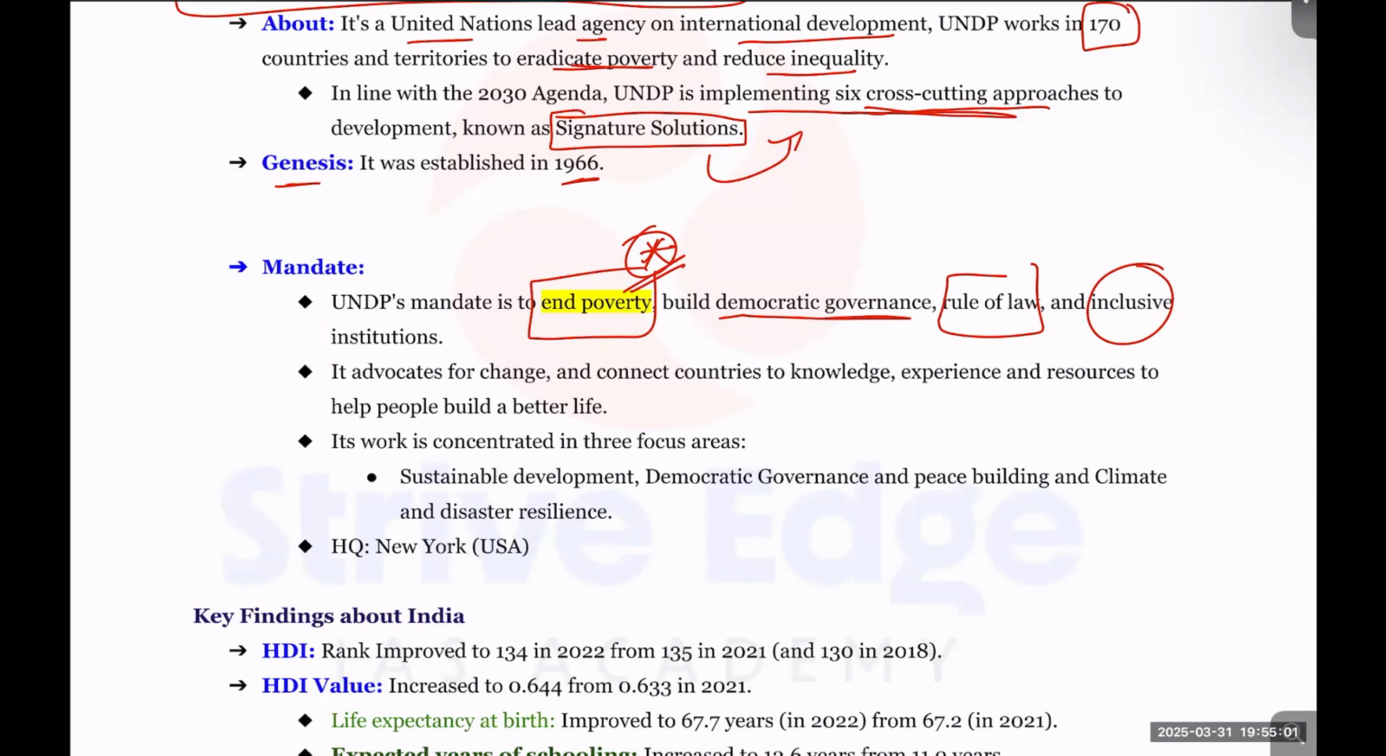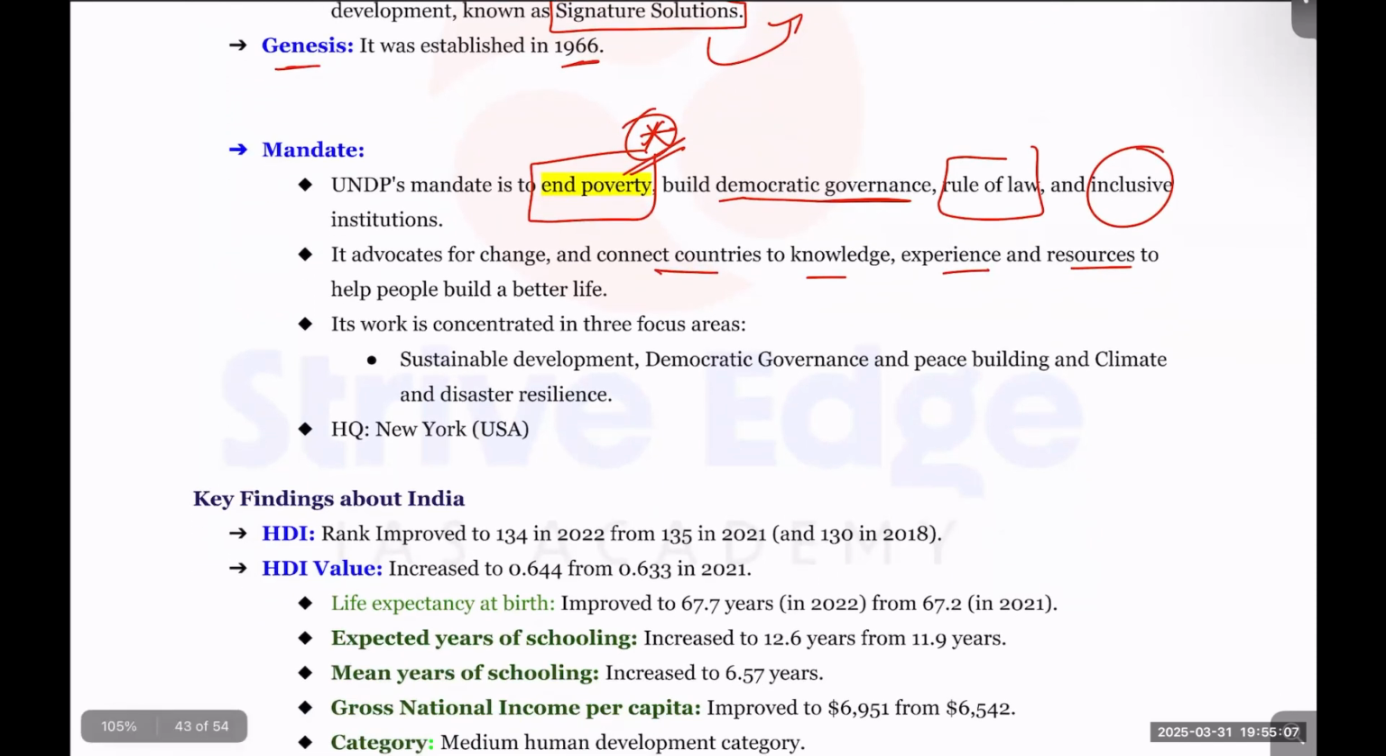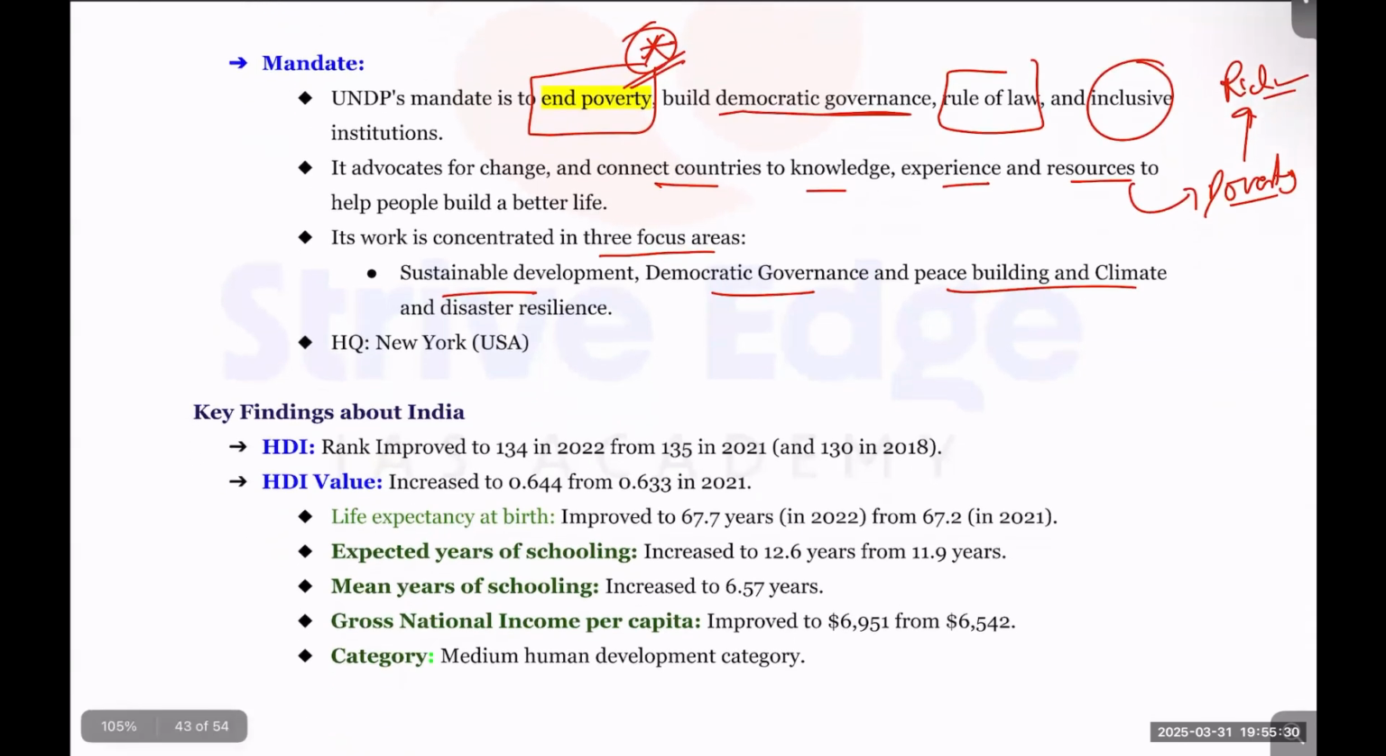It advocates for change to connect countries to knowledge, experience, and resources. So when the countries or people of the country have the knowledge, resources, etc., they will be coming out of poverty and moving to richness, right? Now, its work is concentrated in three focus areas: sustainable development, democratic governance and peacebuilding, and climate and disaster resilience. So these are the three areas it focuses upon, and its headquarters is in New York, USA.